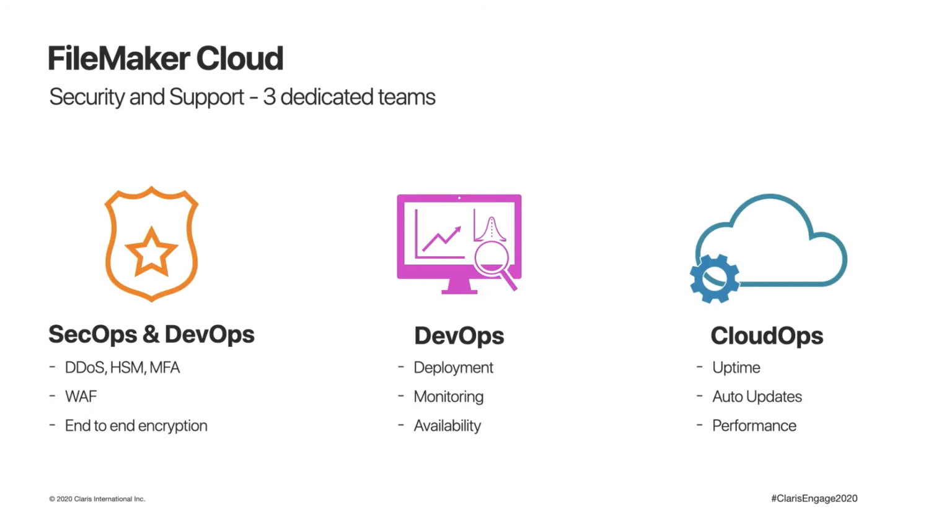To be able to do that, FileMaker has to deliver security and support, and they do that with 3 dedicated teams. A team that is responsible for the security, end-to-end encryption and security software. Then you have the DevOps, who are responsible for the deployments, the monitoring, looking at the infrastructure and the availability. And then you have the CloudOps that look into the uptime, doing the auto updates, the maintenance and the performance tasks.